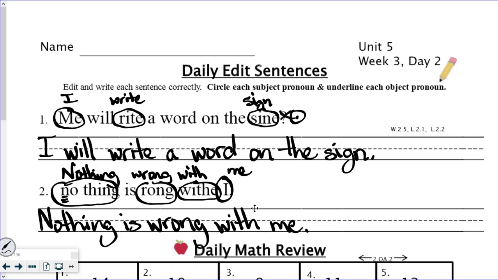So I will write a word on the sign. I is the subject, so I'm going to circle the subject pronoun, and I will write a word on the sign. So it says the sign, which is not a pronoun, so I'm going to leave it the way it is. There's no object pronoun. Number 2, nothing is wrong with me. So the subject of this sentence is not stated, but the object of the sentence is me. So we're going to underline me.